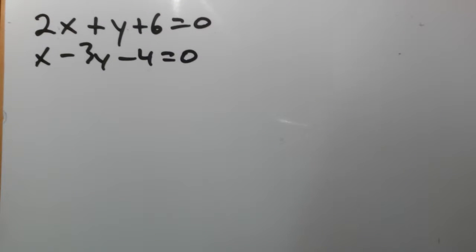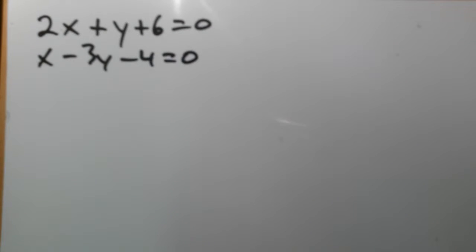So we're asked to find the point of intersection between these two lines. Now these two lines happen to be in standard form, right? These equations happen to be in standard form. So what do we do in this case? Well, there are different ways. There are in fact two methods. One is the substitution method, the other one is the elimination method.